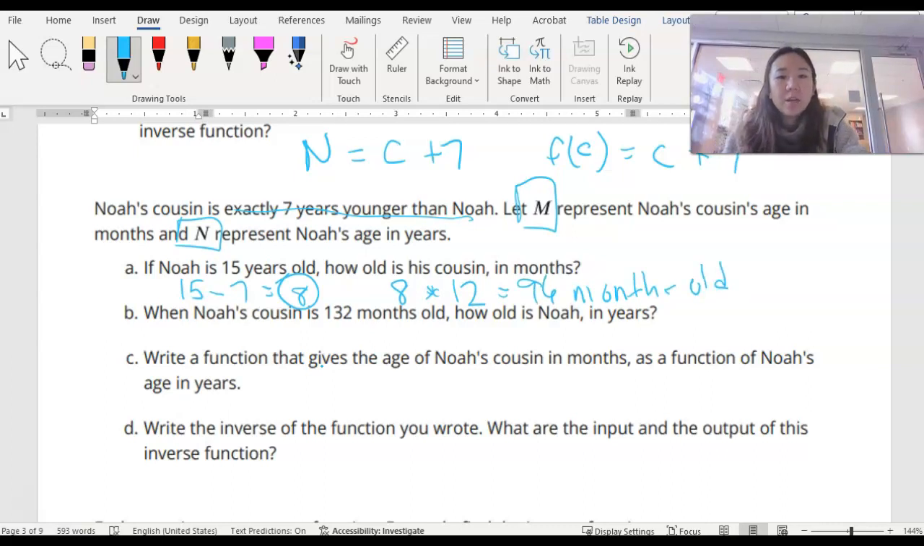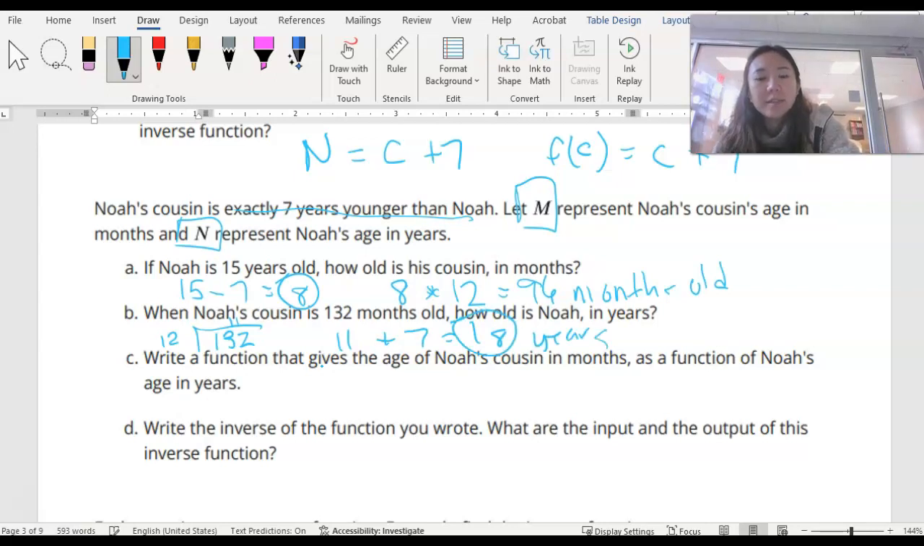When Noah's cousin is 132 months old, how old is Noah in years? So 132 divided by 12 months gives us 11. So 11 is Noah's cousin's age, but then to get to Noah's age, we need to add those 7 years. So now Noah is 18 years and his cousin is 11 years.